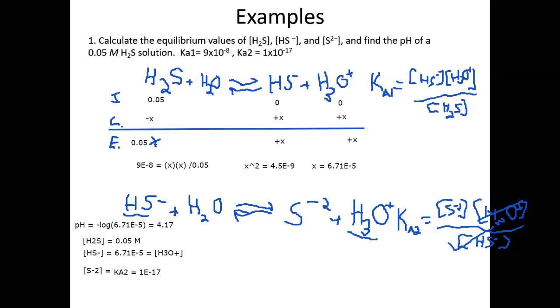So you can see that 6.71 times 10 to the negative fifth plus 1 e to the negative 17 is still going to be 6.71 times 10 to the negative fifth. And so these are the concentrations of all species and the pH of this solution of 0.05 molar hydrosulfuric acid.